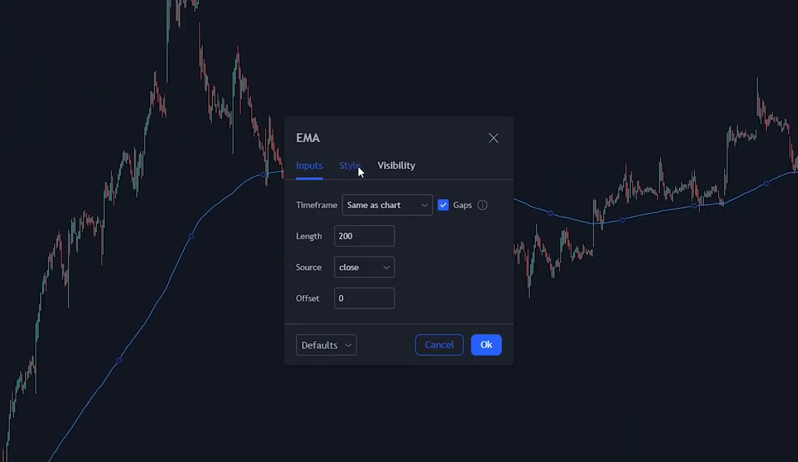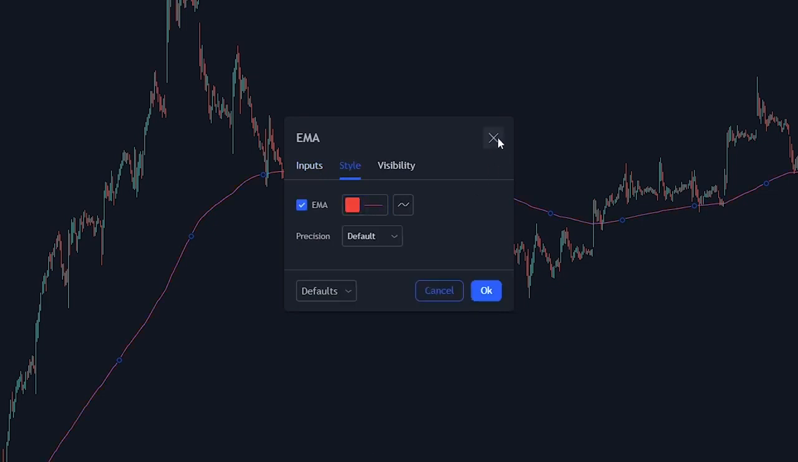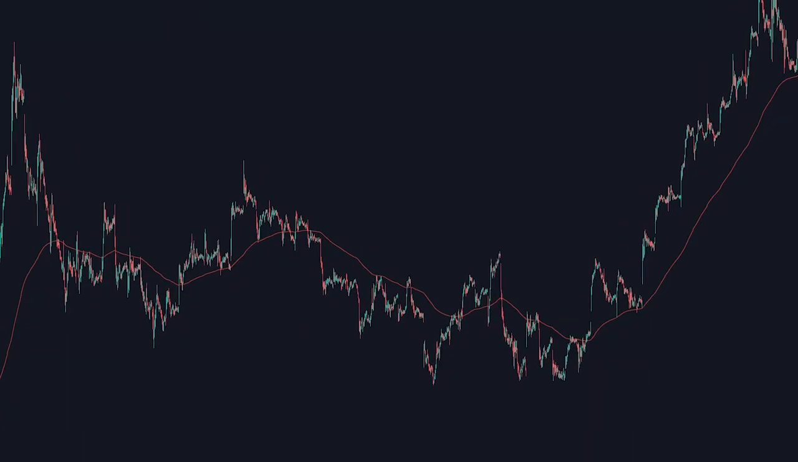I'm also going to change my line to red just so you can see it better, but this is optional. So with this strategy, we will only enter a trade if the chart is in an uptrend, which means we will only enter a trade if the price is above the 200-day line. If the price is below the 200-day line, we will not enter the trade. So this is the first rule of the strategy.